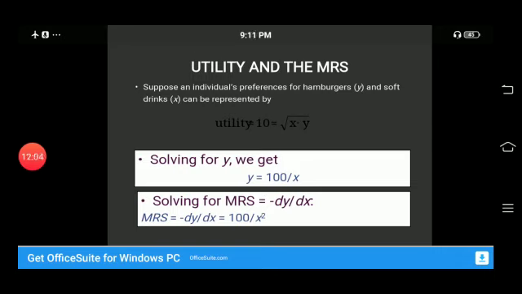Utility and the marginal rate of substitution.